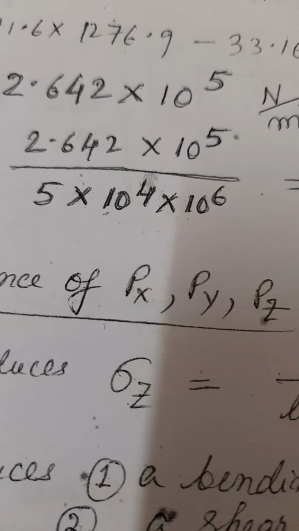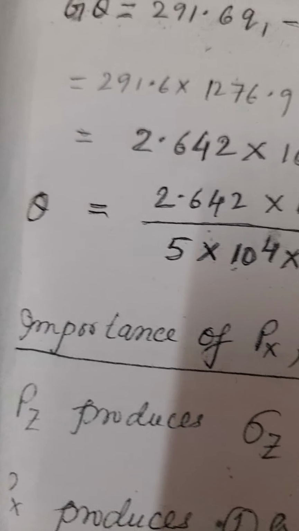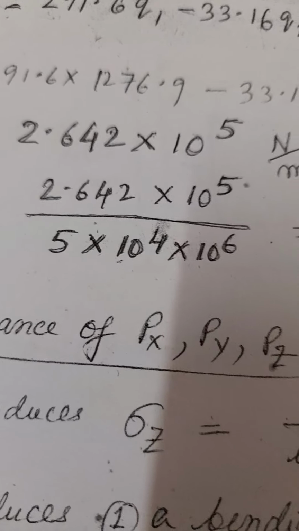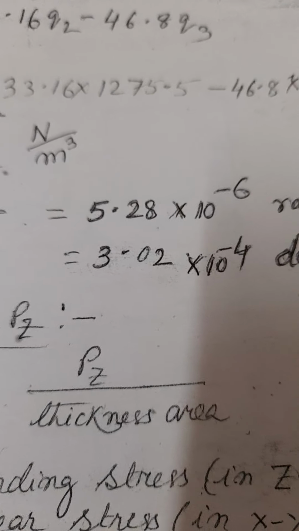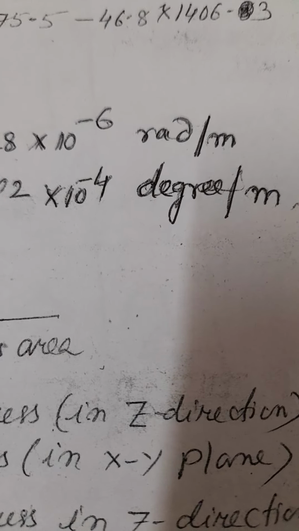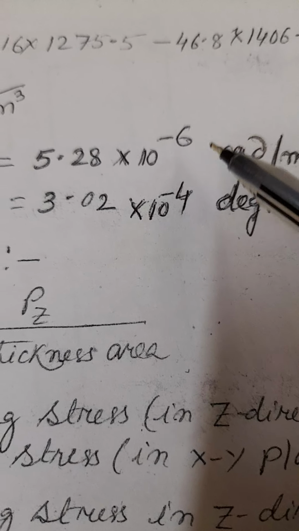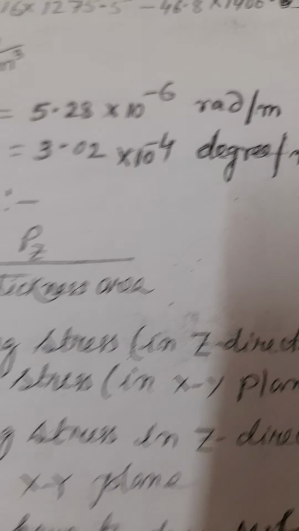So theta will be equal to this one. This is in radian per meter or degree per meter. It is actually theta in radian per meter. Then we have converted it to degree per meter.